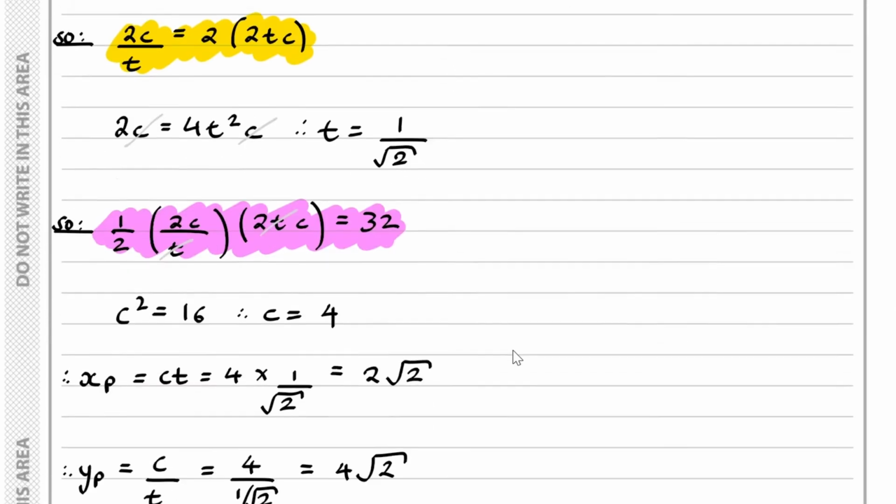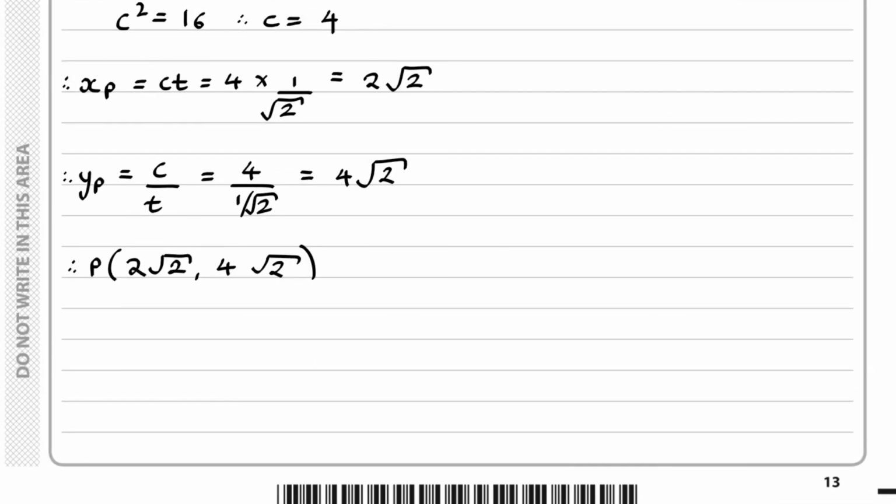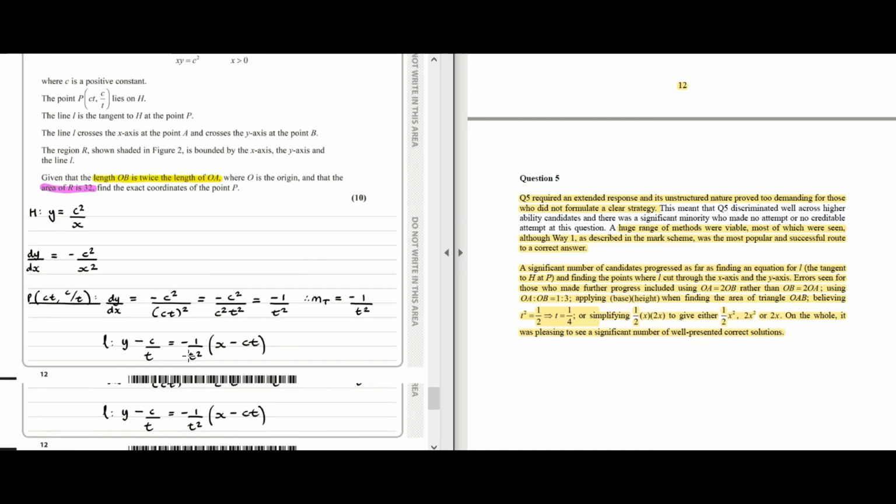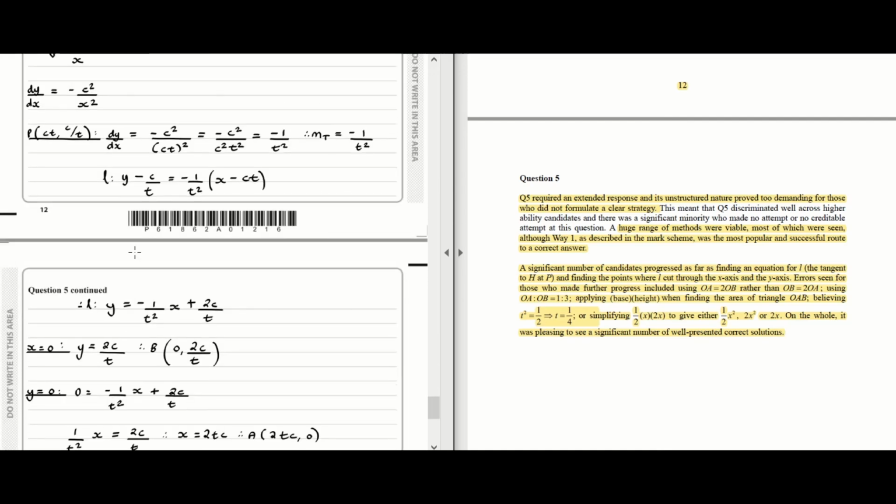So that is the end of the questions. Question 5 was concerning rectangular hyperbolas. Its unstructured nature proved this question to be quite difficult, and a lot of people did not know how to formulate a clear strategy. A huge range of methods were viable, most of which were seen, although way one, as described in the mark scheme, which I think is the way I did it, was the most successful answer.